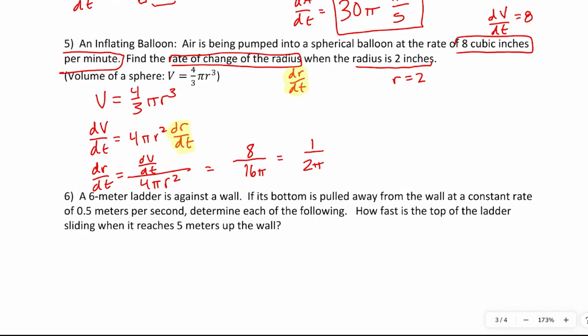Now, usually on these problems, they're going to ask for the units as well. This is a rate of change. It's how the radius is changing over time. Radius is a distance, it's one-dimensional, so it's just going to be inches per unit of time, which in this case was minutes. So inches per minute. Any questions about number 5?